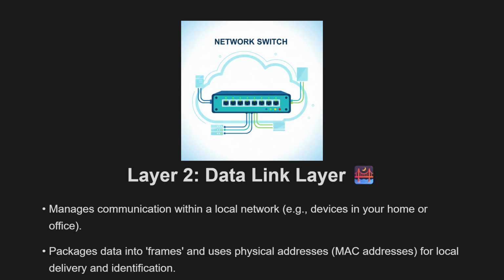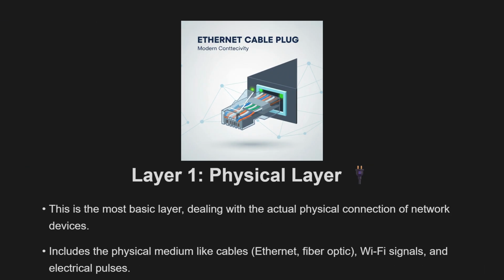Finally, at the very bottom, we have layer 1, the physical layer. This is the tangible stuff. It's all about the actual wires, cables, Wi-Fi signals, and even the electrical pulses that carry the data. It defines how those raw bits, the 0s and 1s, are sent from one device to another through the physical world. So there you have it.